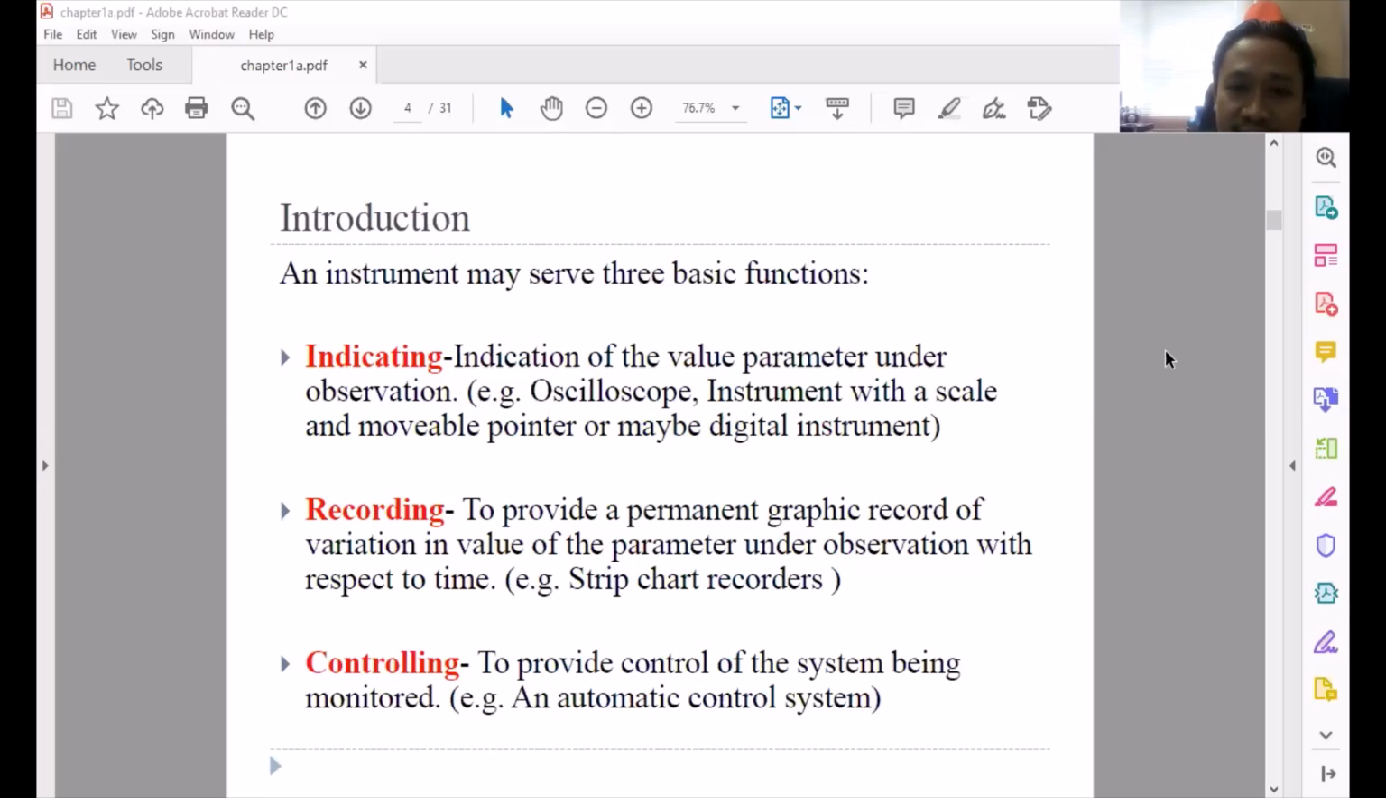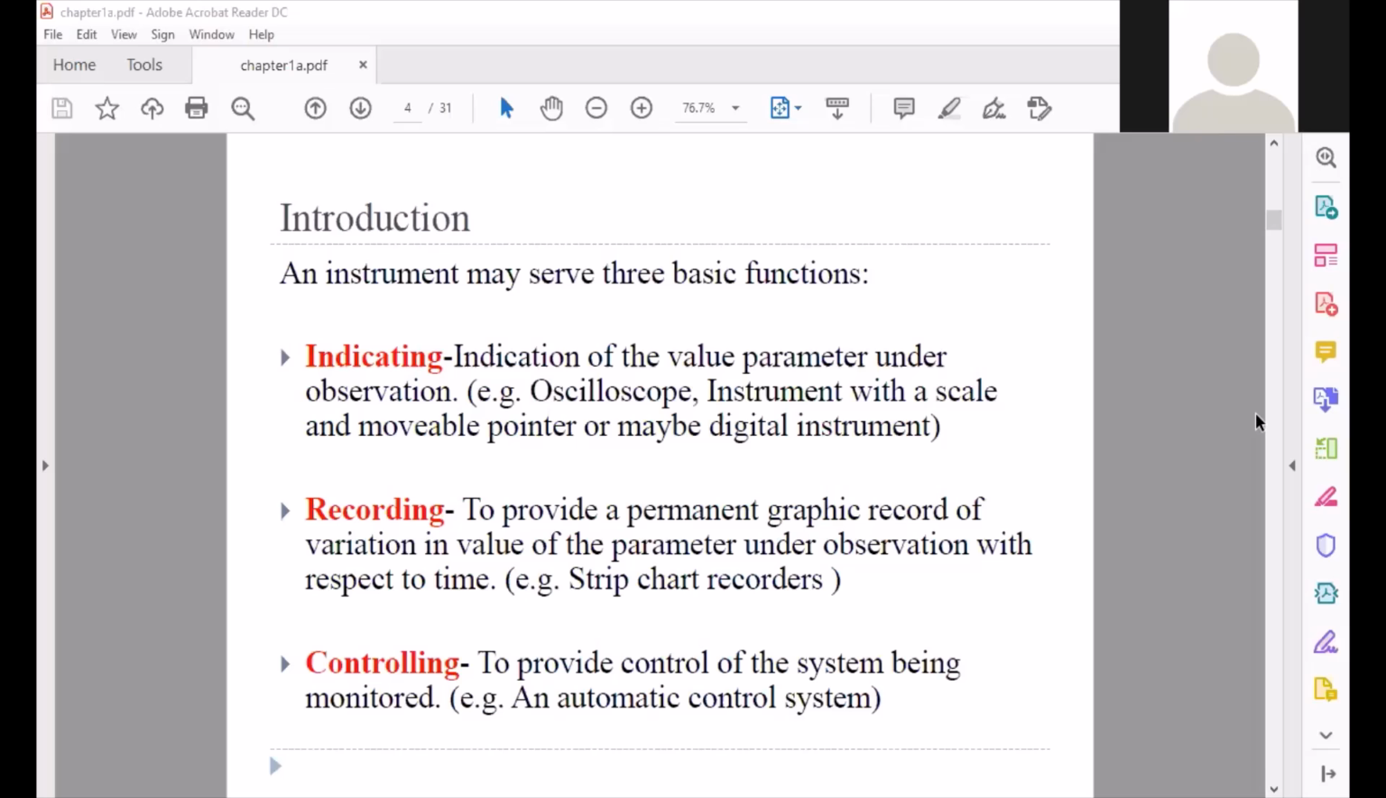The second basic function is recording: to provide a permanent graphic record of the variation in the value of the parameter under observation with respect to time. Another example is the strip chart recorder. The oscilloscope can also record the value of the parameter. But the digital multimeter here cannot record, it is just indicating. It can measure, but cannot record and cannot control. It only does the measurement.